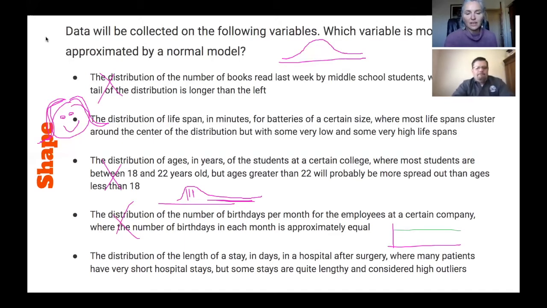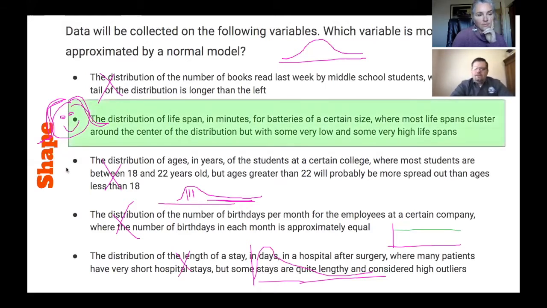Last one, the distribution of the length of stay in days in a hospital after surgery, where many patients have short hospital stays, but some stays are quite lengthy and considered high outliers. So it would look like this, way out there. Again, it's skewed right. Many have short stays, some of them may not have any, since they do outpatient surgeries a lot of times. But there are some people who have complications and have to stay very long. So this one is, again, skewed to the right. So I'm not liking any of these.